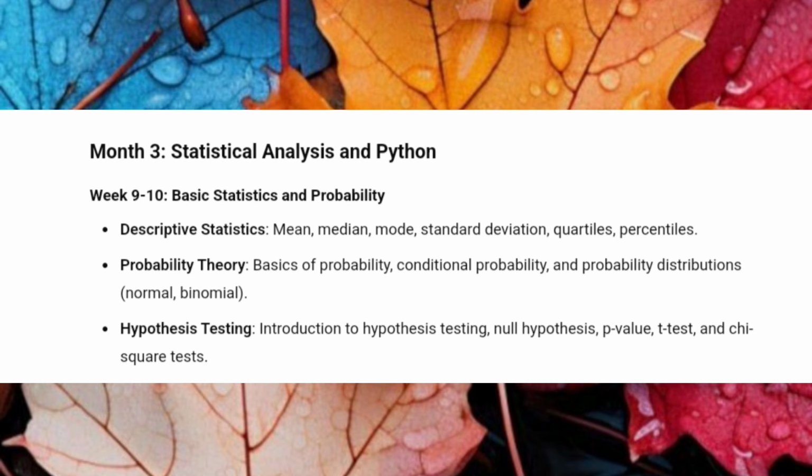In month 3, statistical analysis and Python. Week 9 to 10, basic statistics and probability. Descriptive statistics: mean, median, mode, standard deviation, quartiles, percentiles. Probability theory: basics of probability, conditional probability, and probability distributions, normal, binomial. Hypothesis testing: introduction to hypothesis testing, null hypothesis, etc.